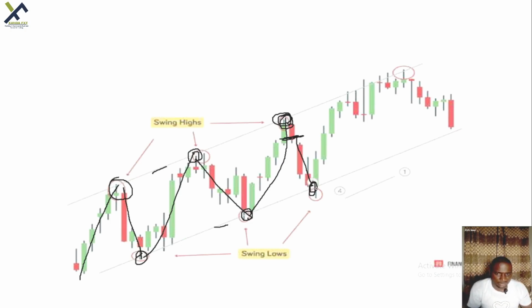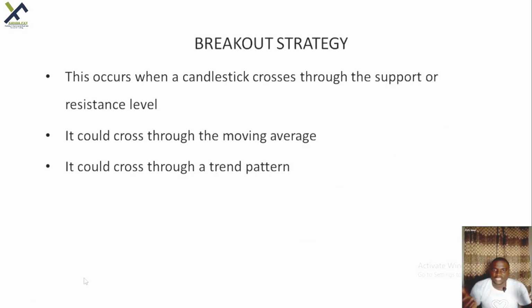Now let's go to the next strategy, the breakout strategy. This occurs when a candlestick crosses through the support or the resistance level. It could be a trend pattern forming resistance and support level, and it could be crossing through the moving average. Once a candlestick crosses through the moving average, a breakout has occurred. Let's look at how it occurs in the chart.